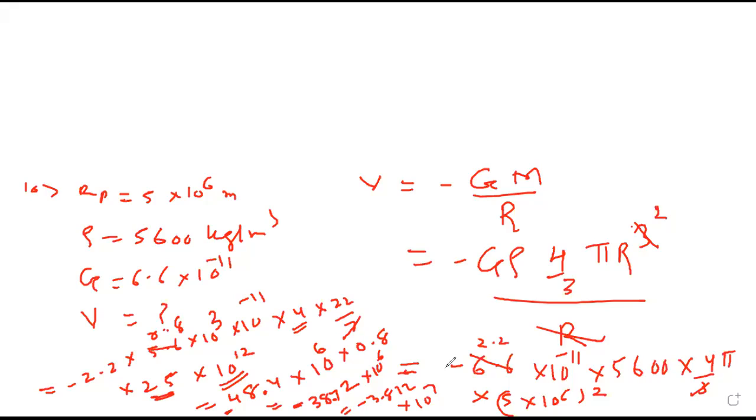3.872 is rounded off as 3.9 into 10 raised to 7 with minus sign.